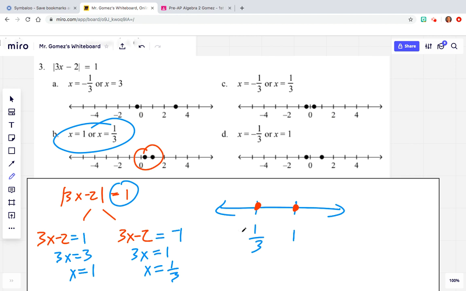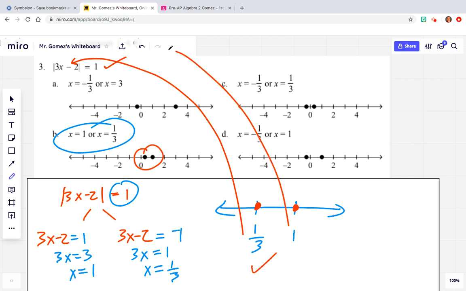We have to plug them back into the original equation and check them for extraneous solutions. So 1/3 times 3 is 1, minus 2 is -1, and the absolute value of -1 is 1, which checks out. That's what it should be. Plugging 1 into my original equation, I'd get 3 times 1 is 3, minus 2 is 1, and the absolute value of a positive 1 is still positive 1. So none of these are extraneous. They both checked out. The answer should be B.